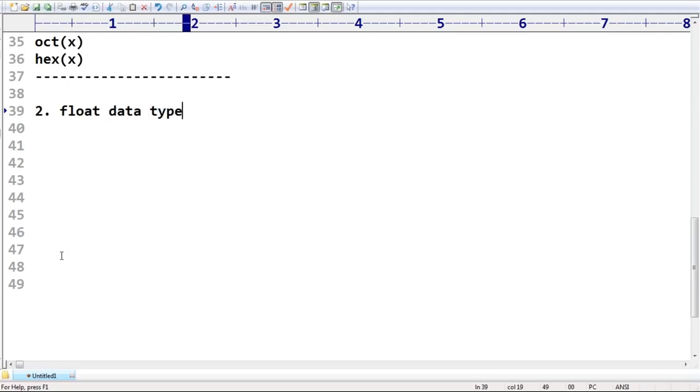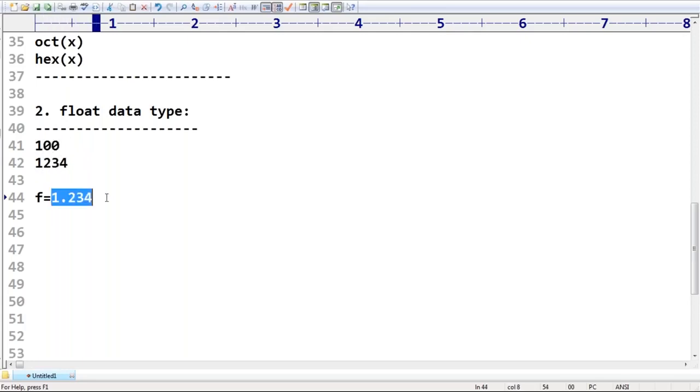Float data type. The second type we have to discuss is the float data type, right? Sir, we can use a float data type to represent floating point values. Floating point values are the numbers with the decimal point. Suppose f is equal to 1.234. Regarding 1.234, sir, is a decimal point available or not? Yes. So sometimes we may represent normal numbers without a decimal point, and sometimes we may represent them with a decimal point also.